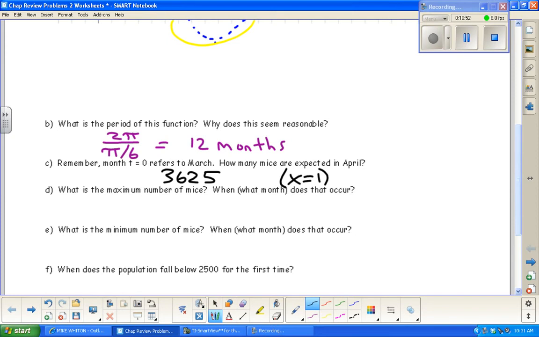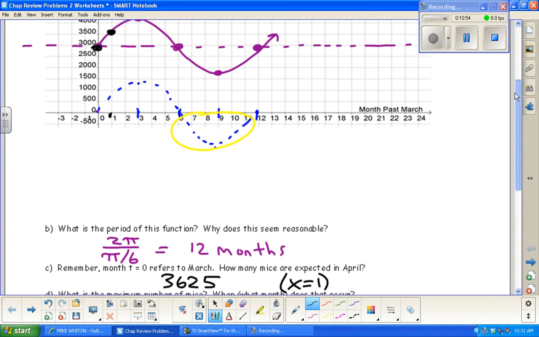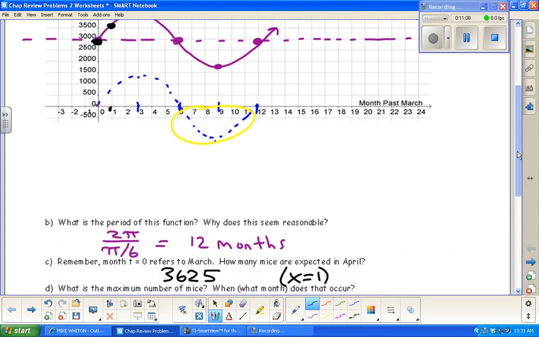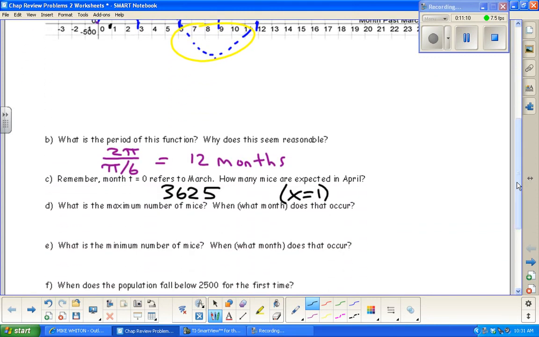Okay, the maximum number, whenever we graph these, again, we started at 3,000. The maximum we can see is up here. That's when it starts to come back down. And the little trick on that, that's just whatever you started with plus the amplitude. Okay, so that was 3,000 plus the 1250. That value should be 4,250.